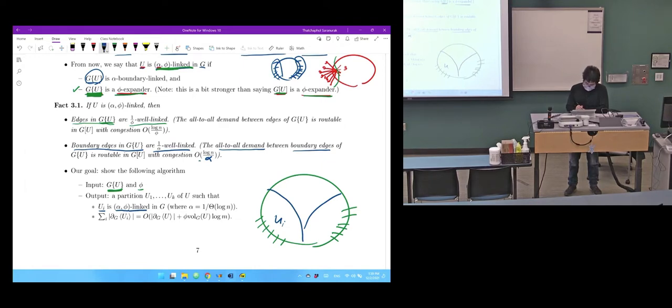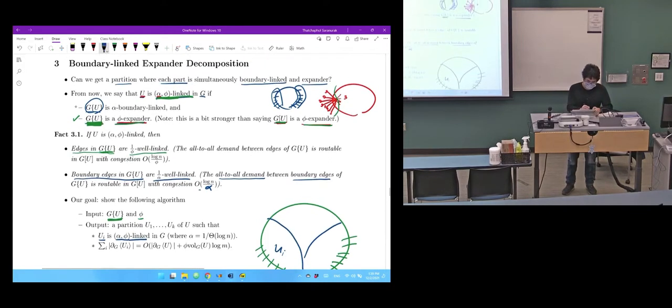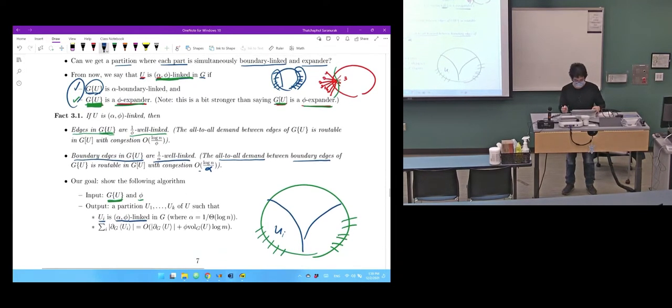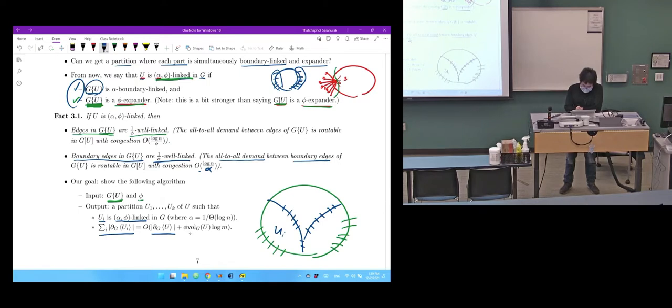So this is like a stronger than both battery link decomposition and expander decomposition, right? Each part is certified for both of these. And alpha, you can think of it as 1 over log again. And the number of battery edges in total is going to be something like the original battery edges plus phi volume.